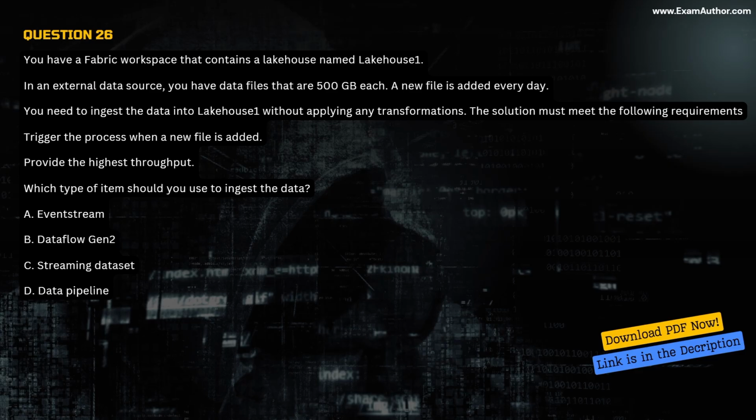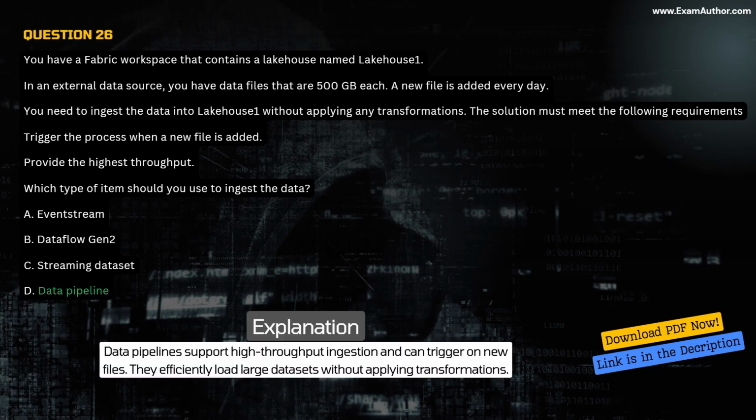A. Event stream. B. Dataflow Gen 2. C. Streaming dataset. D. Data pipeline. Correct answer D. Data pipeline. Explanation. Data pipelines support high-throughput ingestion and can trigger on new files. They efficiently load large datasets without applying transformations.